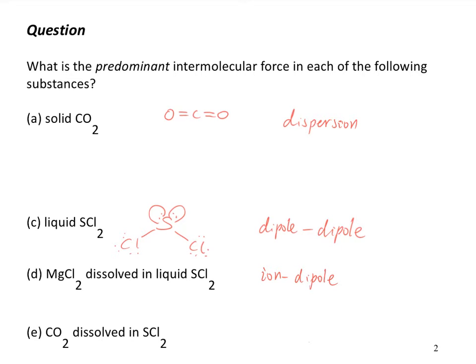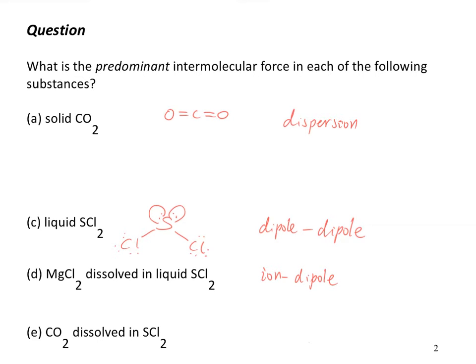And the last one listed here, carbon dioxide dissolved in sulfur dichloride. The carbon dioxide, do we have an ion in this list? No, we don't have any ions. Then, do we have a polar molecule? Yes, sulfur dichloride is a polar molecule, and we also have carbon dioxide, a non-polar molecule. So the predominant intermolecular forces between this polar molecule and this non-polar molecule should be what?